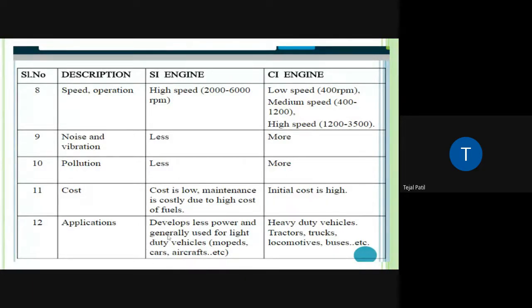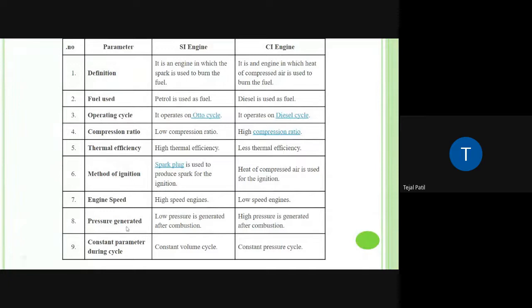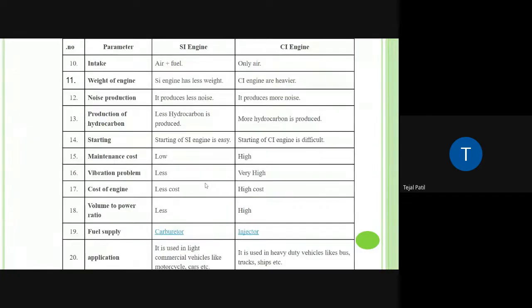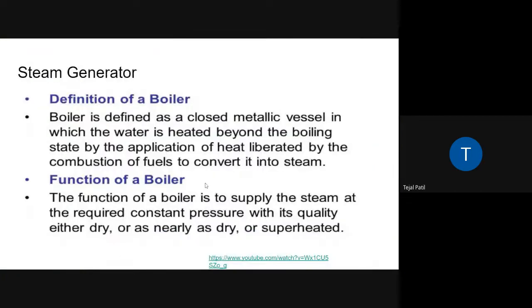Then application. We have already discussed that petrol engines are used for mopeds, cars, or light duty vehicles, and CI engines are used for heavy duty vehicles, trucks, tractors, locomotives, or sometimes your Volvo buses. So these are basically the applications. Beyond this, I have also listed certain other parameters, so you can go through that also. These are the additional ones. Some are repeated.